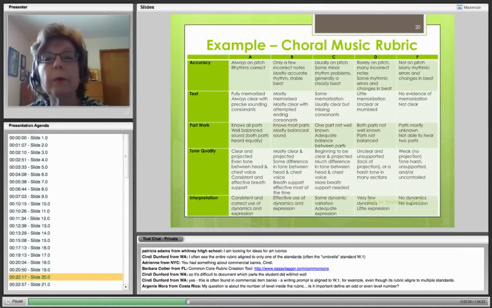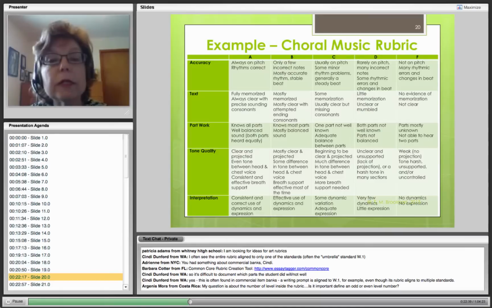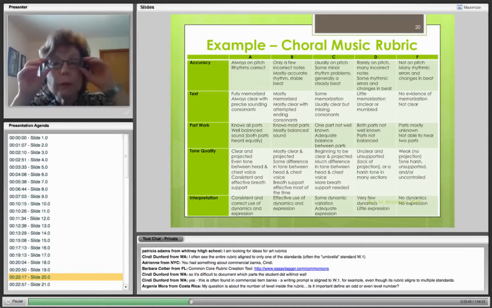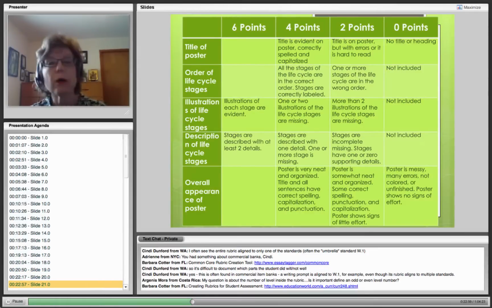This is just another example of how criteria need to be relevant, and that the descriptions need to go in a continuum from good to poor. They describe the quality of, in this case, student singing, according to accuracy, text, tone quality, interpretation, and something that at this point I cannot read. Part work, singing parts, soprano, alto, that sort of thing. There are lots of good rubrics out there. There are also lots of horrible ones, and I hope that after this webinar you'll be able to tell the difference.